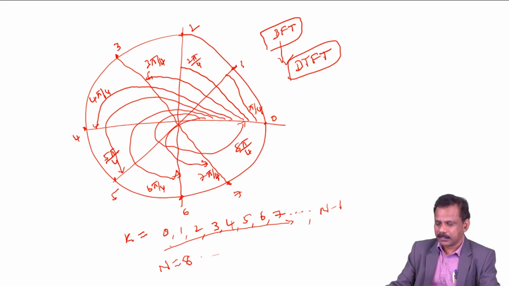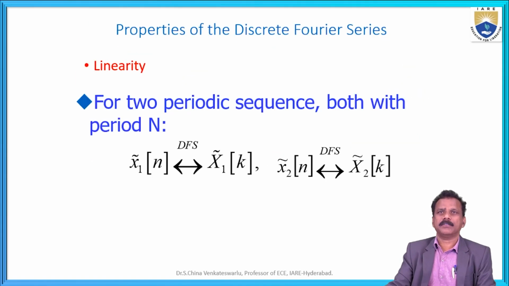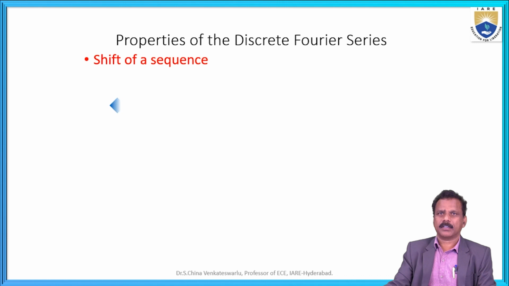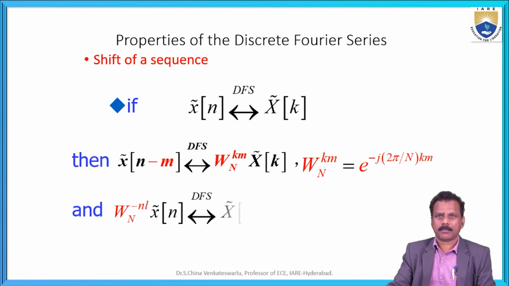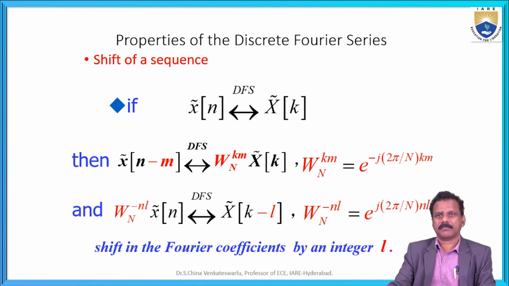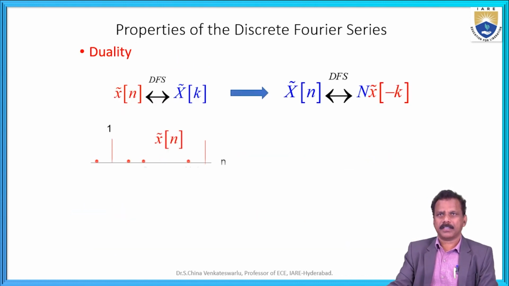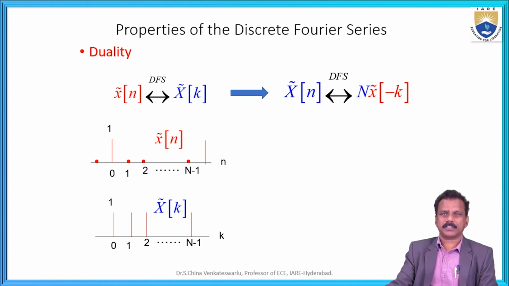How efficient it is depends on deciding the factor, so sometimes we have to calculate all these values. We have to remember all these properties. Property one is linearity, which we have already discussed. The properties of the discrete Fourier series are required. Sometimes the shift of the sequence is required, and then we have to remember how shifting the Fourier coefficients by an integer l works, and the duality property. We are all familiar with these properties, discussed previously.